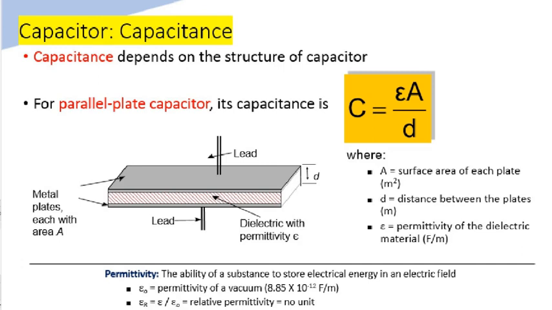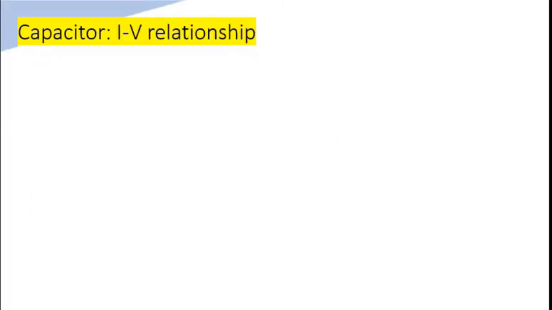Capacitance is dependent on the structure it is made from. For a parallel plate capacitor, its capacitance is equivalent to the ratio of the product of the permittivity of the dielectric material and the surface area to the distance between the plates. Therefore, it is also dependent on the materials that we use to make the capacitor because epsilon differs from one material to another.